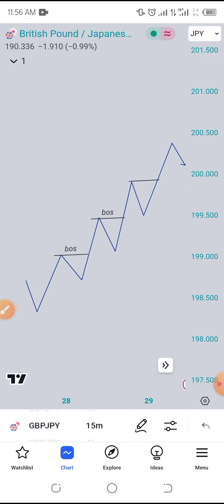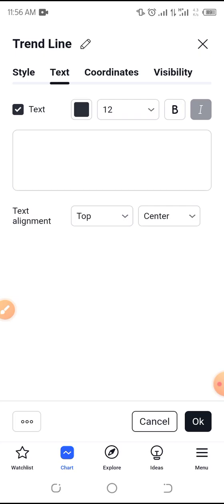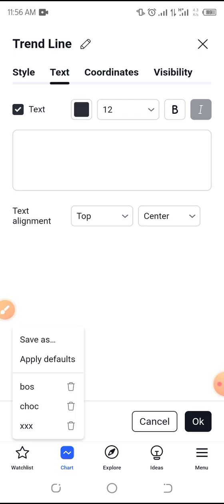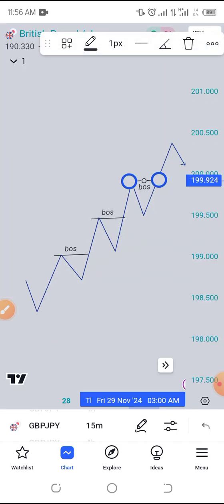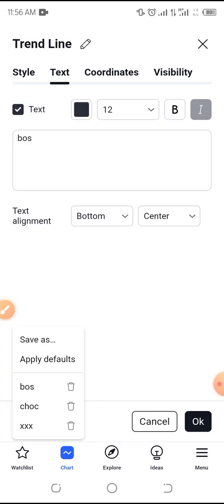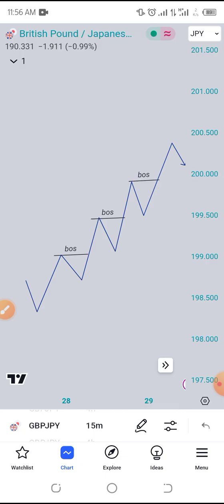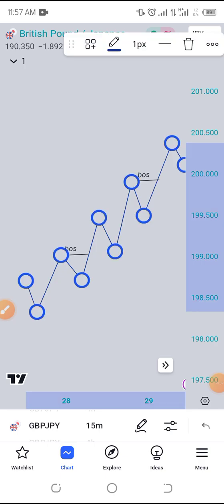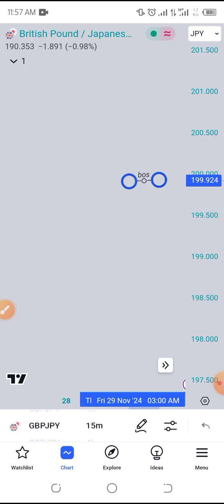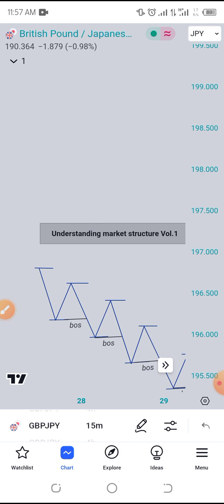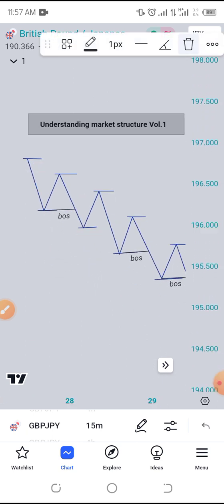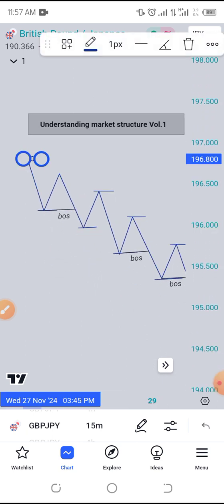So in an uptrend, you mark your break of structures from the highs. For the downtrend, you mark it from the lows. You understand, guys? It's as easy as that. So these are break of structure in an uptrend scenario. I don't want to make this video too long, so this is basic understanding of basic market structure for an uptrend and for a downtrend. It's very easy.